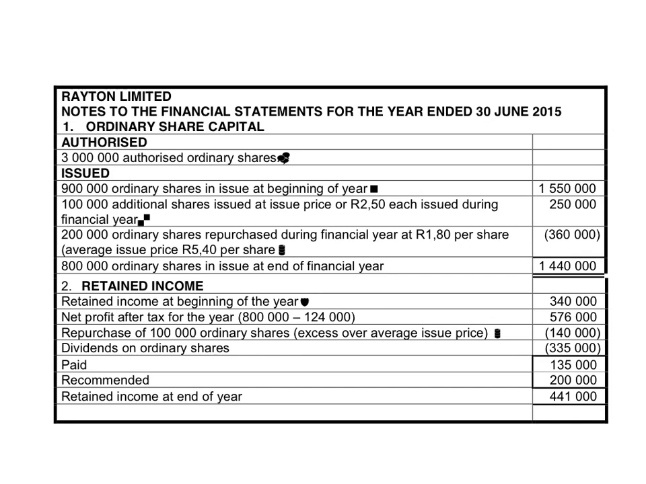If we look at the note here, the authorized share capital is 3 million ordinary shares, and we will only show that in the note. We don't use that for calculations. At the beginning of the year, we had already issued 900,000 shares in previous years, and the money that was received as capital in previous years was 1550. Then we issued an additional 100,000 during the current year at R2.50, so the capital increased by 250,000.